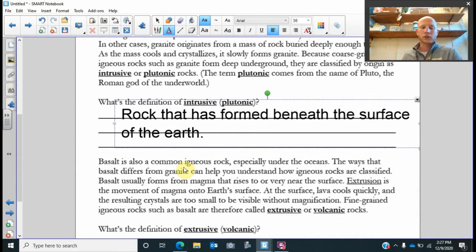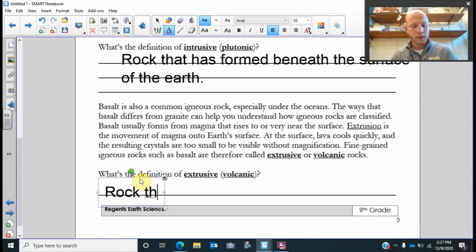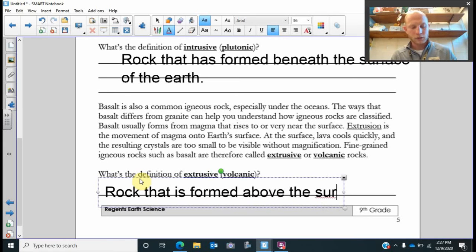And then vice versa, down here when we talk about extrusive rock, it is rock that is formed above the surface. Okay, extrusive, exit, outside.